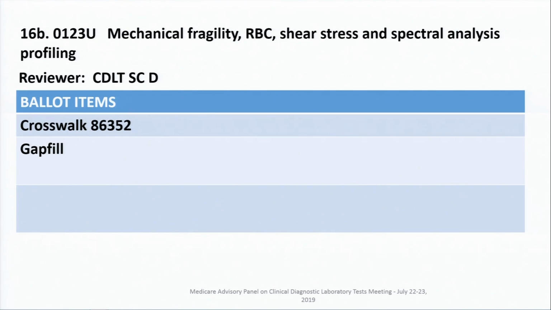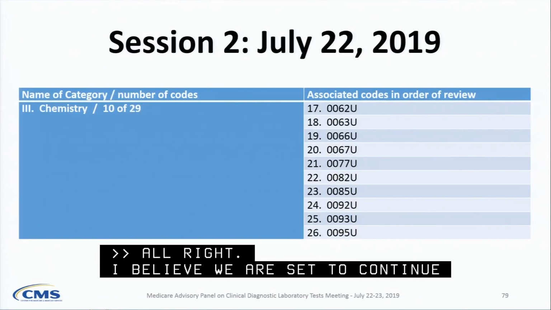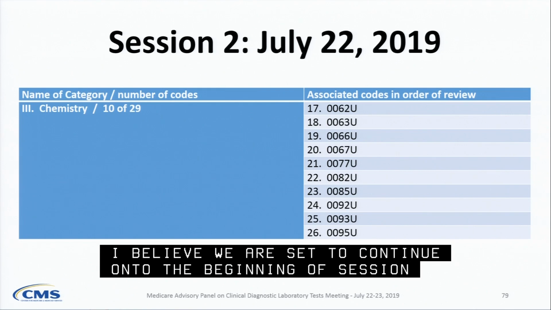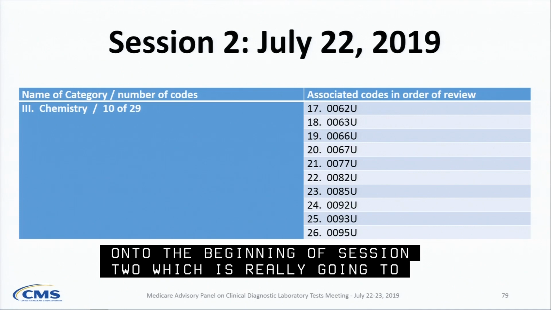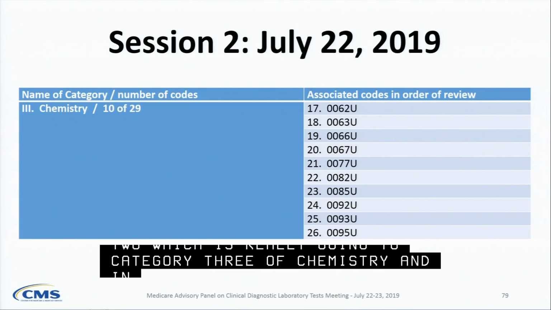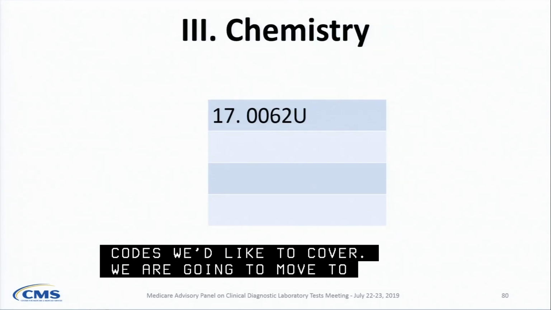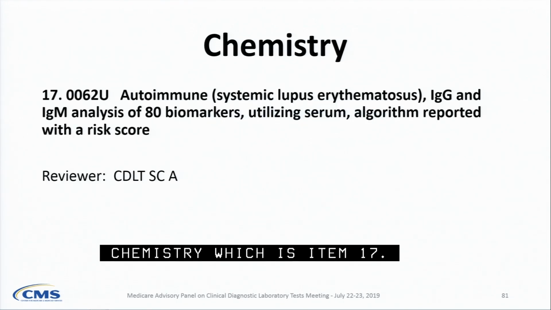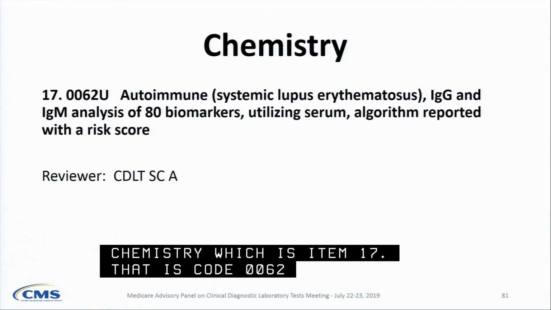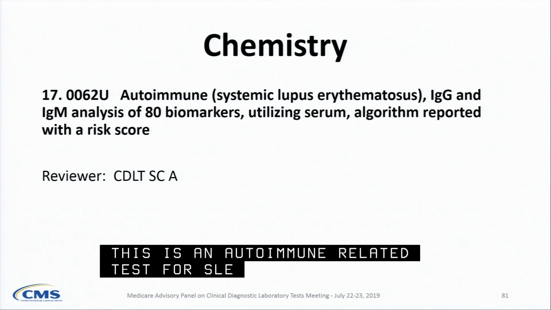All right. I believe we are set to continue on to the beginning of session 2, which is really going to category 3 of chemistry. And in this category, we have 29 codes we'd like to cover. We're going to move to the first item in this category of chemistry, which is item 17, and that is code 0062U. This is an autoimmune-related test for SLE, systemic lupus erythematosus, and this was covered by Subcommittee A.